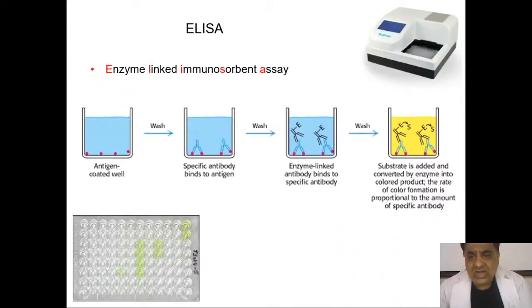ELISA. You all had studied ELISA in biochemistry also, where suppose you want to detect antigen, you coat the antigen in the well, and then once the antibody binds to the antigen, you use a secondary antibody which is conjugated to an enzyme, and this is known as the conjugate. Then you add a substrate chromophore complex to detect the binding by a photospectrometer. So these are applied immunological tests.